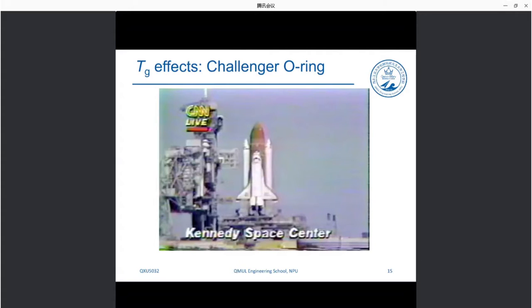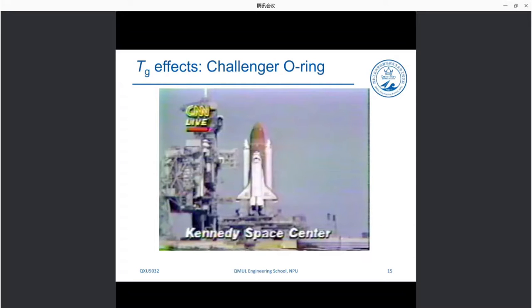Apparently, the reason for the failure of this mission, and of course the killing of the whole crew of the aircraft, was because they did not take into account that the day they planned the space shuttle launch, it was a very cold day, okay?